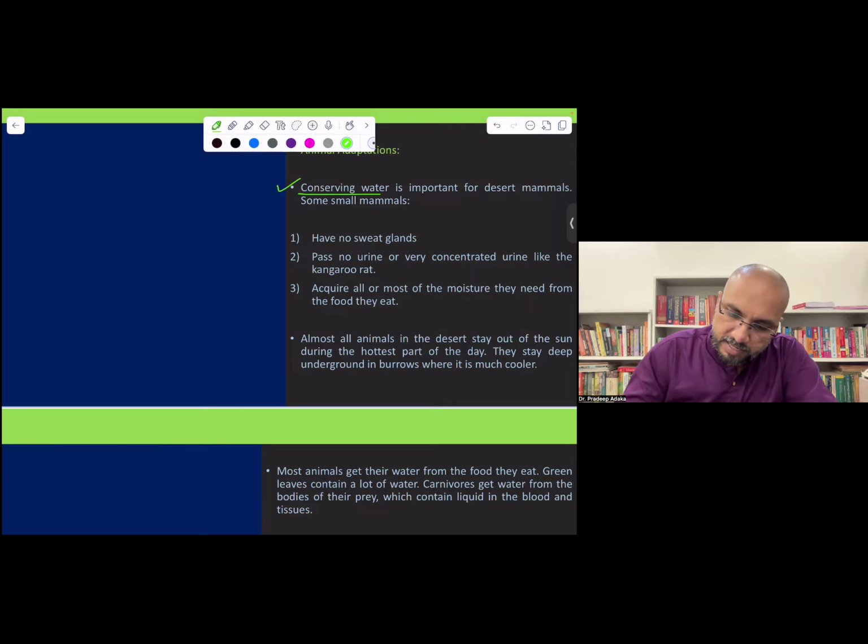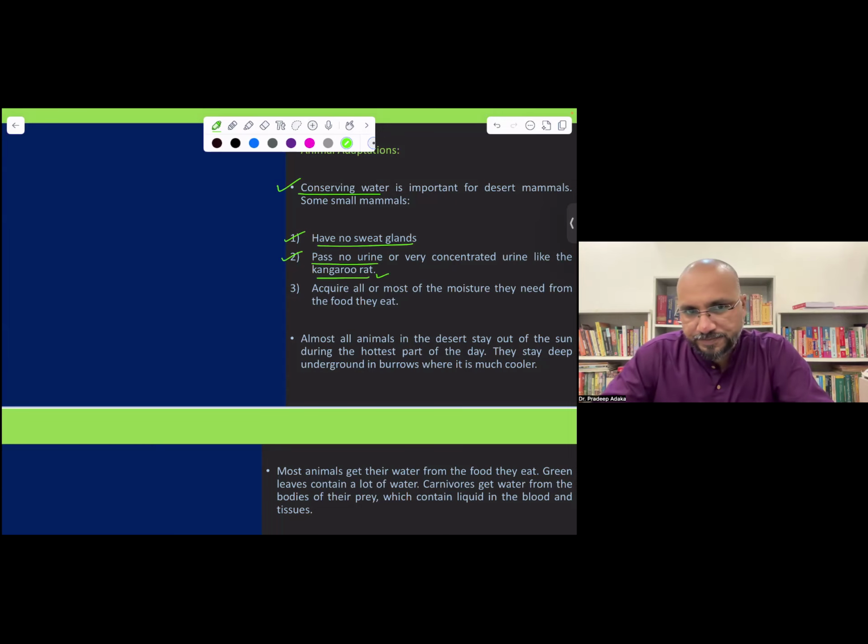So desert animals, they either don't have sweat glands, so that water is not lost. They pass no urine or very concentrated urine, such as in the case of the kangaroo rat. Kangaroo rat passes no urine or very concentrated urine. So they acquire most of the moisture they need from the food they eat. Herbivores get their moisture from the plants. Carnivores get the moisture from the tissue and the blood of herbivores.